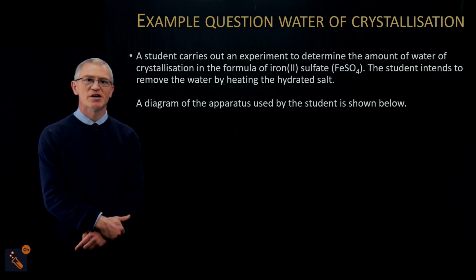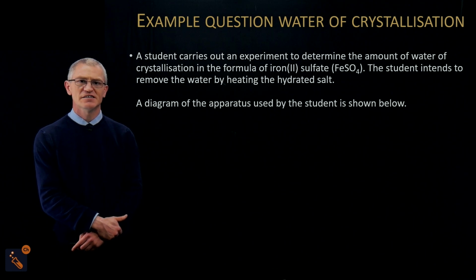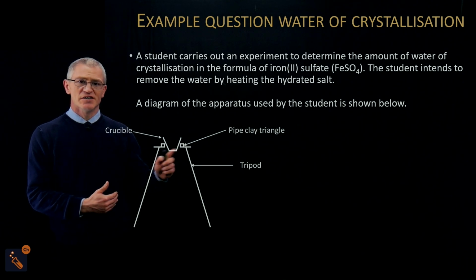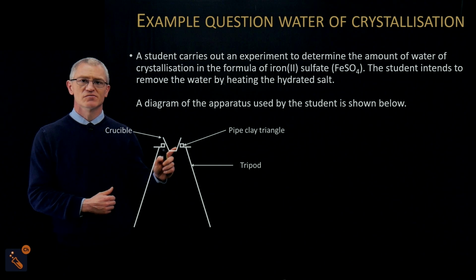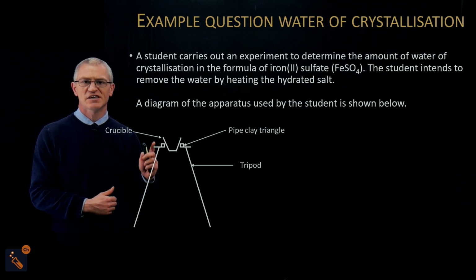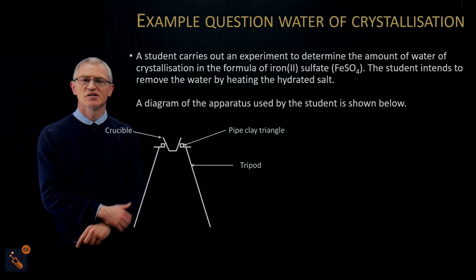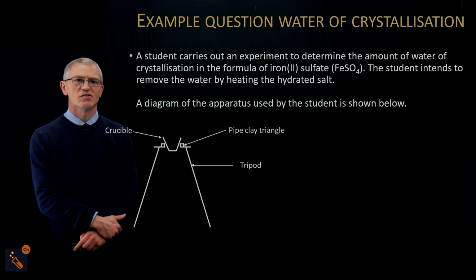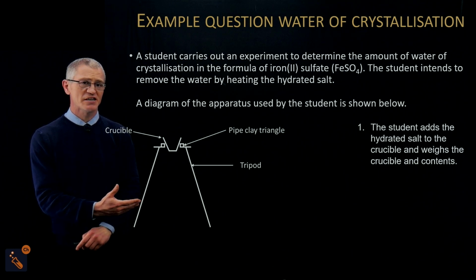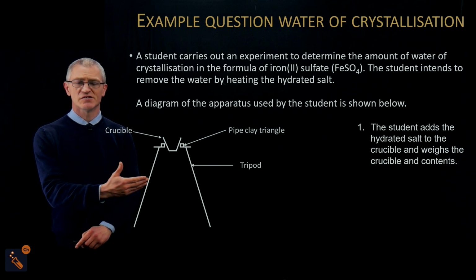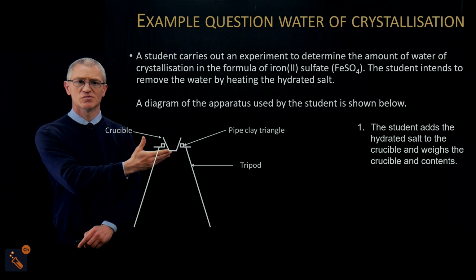The student carries out an experiment, this time with iron sulfate, and they intend to remove the water by heating the hydrated salt. Diagram, usually given like this, is where you have a crucible, and in the crucible you will have your hydrated salt, and then you will put it inside a pipe clay triangle, which is here, and then that's on a tripod, and then you'll have heat coming underneath from a Bunsen burner. You'll often have a lid across the top as well. Now, the process for that is the student adding the hydrated salt to the crucible and weighs the crucible and the contents. So it weighs the crucible and the contents.